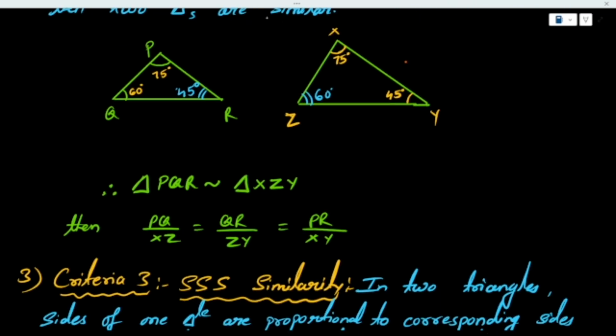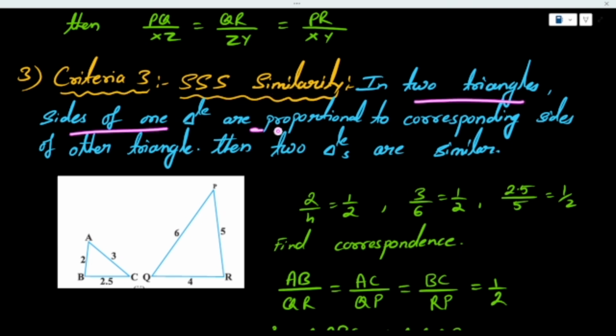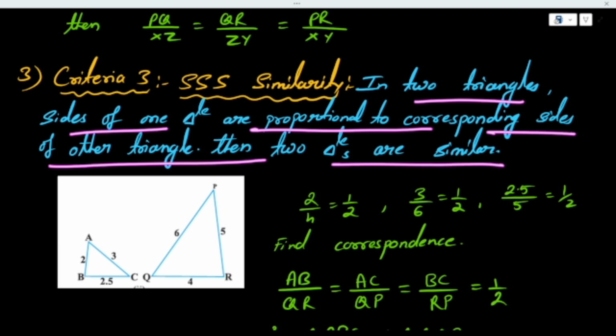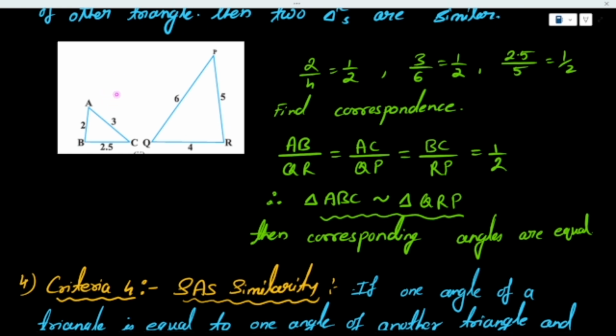Now in the third condition, the moment you say triangles are similar, their corresponding sides will be in equal ratio. Then what is the criteria? The third criteria is SSS similarity. As the name states, if the sides of one triangle are proportional to the corresponding sides of the other triangle, then the two triangles are similar. Now look at these two triangles ABC and PQR. 2 by 4 is half, then 3 by 6 is half, 2.5 by 5 is also 1 by 2, right?